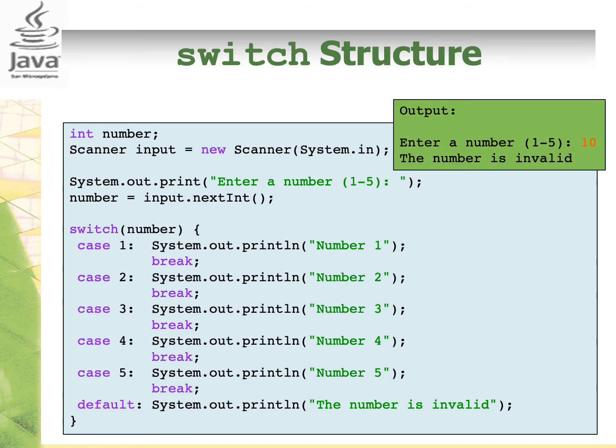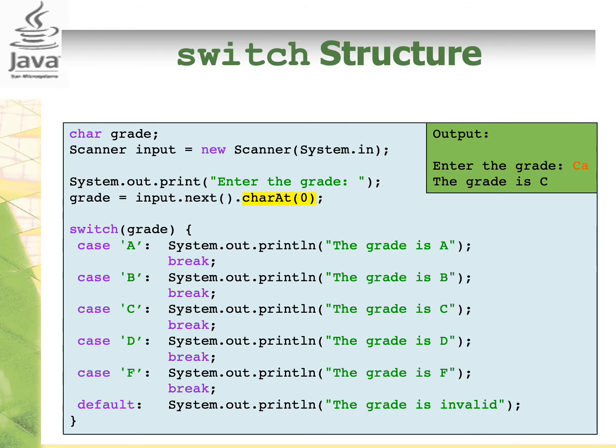What if we enter the value 10? What do you think will be displayed? It checks all the cases. Since none of the cases match, it will go to the default case and display the number is invalid. If we don't have the default case, then nothing will be printed on the screen.